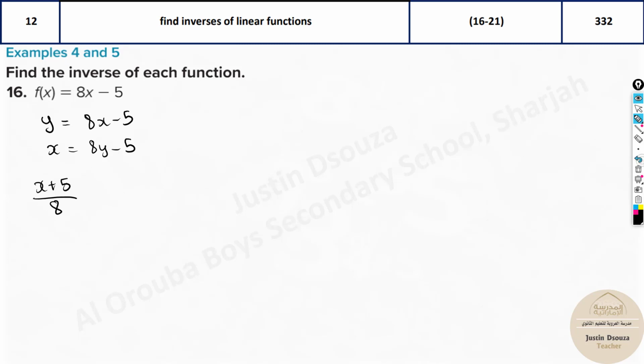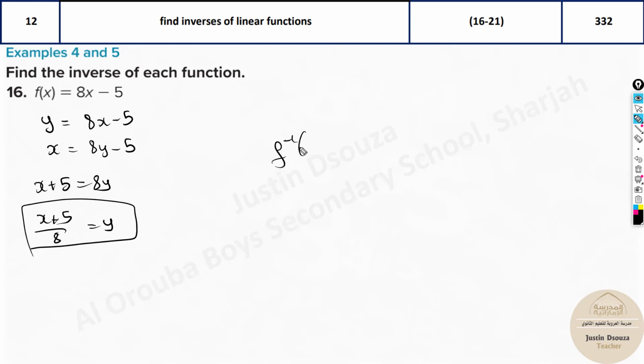I directly jumped steps, so I'll write the detailed steps. Here, x plus 5 equals 8y. Divide 8 on both sides, it will be x plus 5 divided by 8 equals y. This is the answer, but don't write it like this. The answer will be f inverse of x equals, this y is the inverse, right? That is equal to x plus 5 by 8. That's the answer.